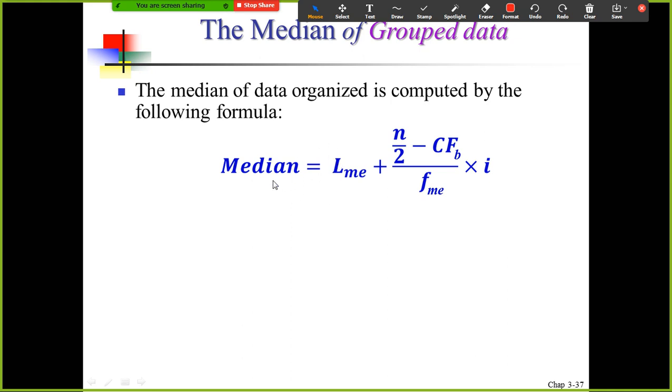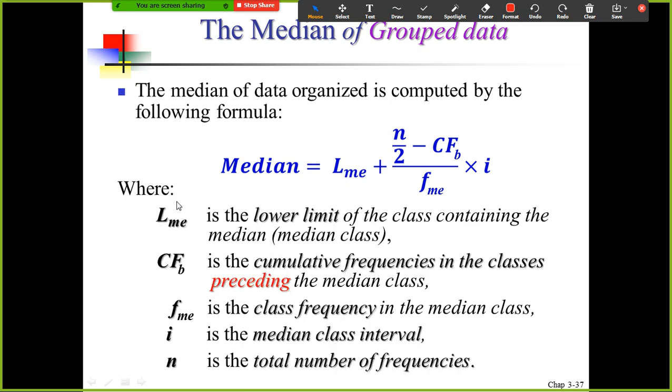So the median equals LME plus n divided by 2 minus CFB, divided by FME, multiplied by I. It's not easy, but okay, let's look at it one by one. What do they mean? What is LME? L in this case, maybe I used a capital L, it should be a small l. It should be LME like this one.